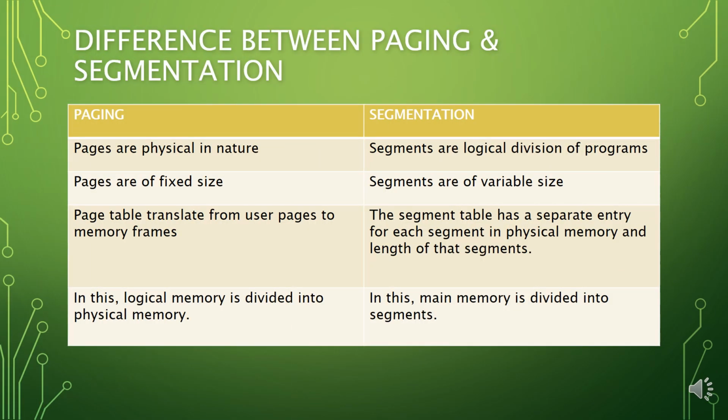Now let's have a look at the difference between paging and segmentation. Pages are physical in nature. Segments are logical divisions of a program. Pages are of fixed size. In segmentation, segments are of variable size. The page table translates from user pages to memory frames. The segment table has a separate entry for each segment in physical memory and the length of that segment. Whereas in paging, logical memory is divided into physical memory. In segmentation, your main memory is divided into segments.